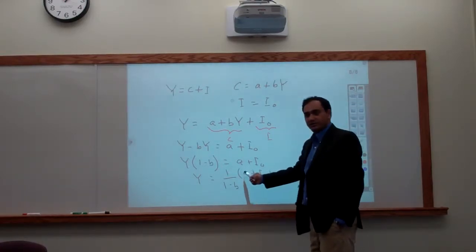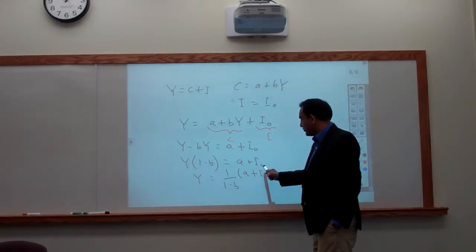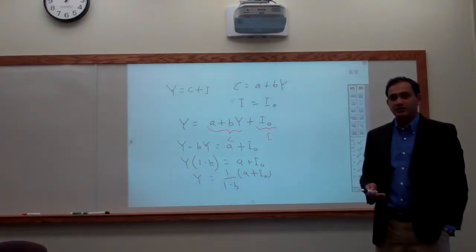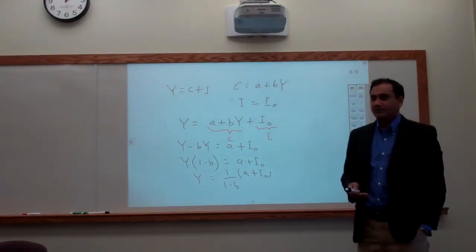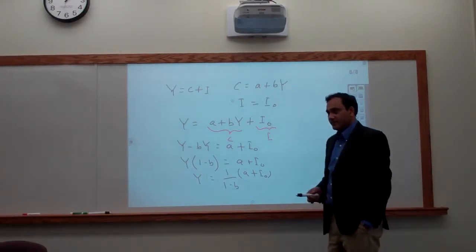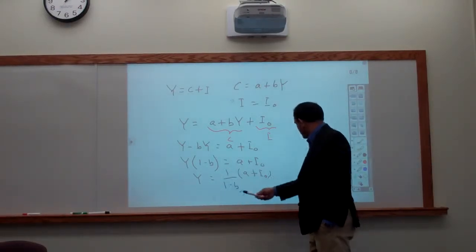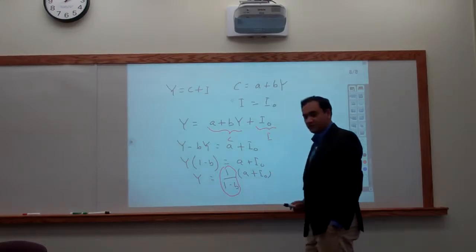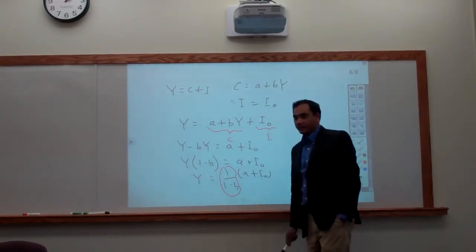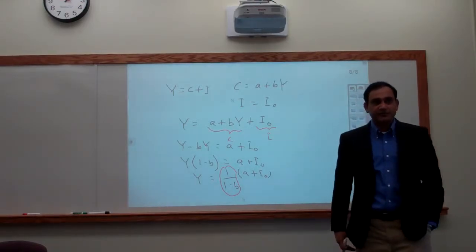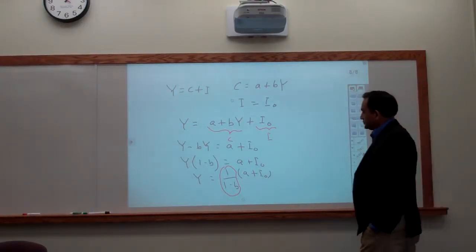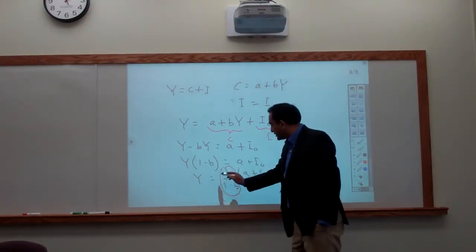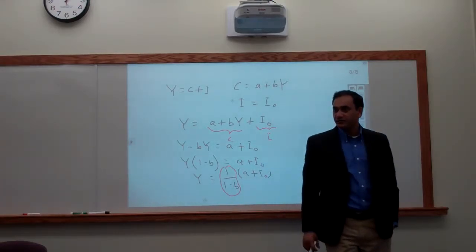Forget about this term altogether right now. Just focus on this one. This changes by $1. By how much would Y change? $1 times the bottom, what is it? 1 minus b. $1 times this whole expression, right? This is the coefficient of I0. This is also the coefficient of A, isn't it? Because you have factored it out. So if investment increases by $1, GDP would rise by $1 times this expression, 1 over 1 minus b.